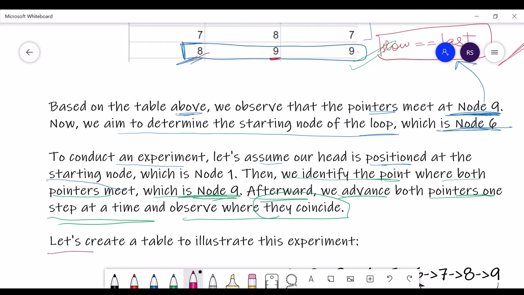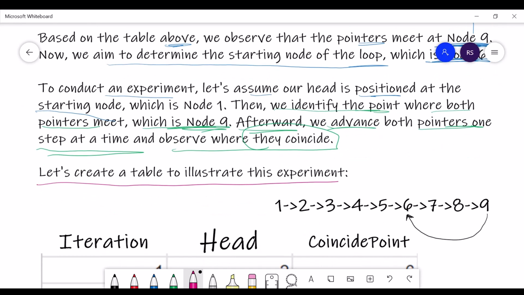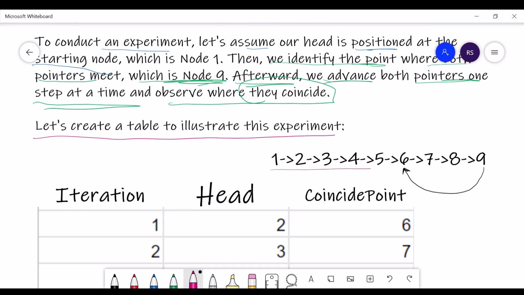Now let's create a table to illustrate this experiment. We have our linked list 1, 2, 3, 4, 5, 6, 7, 8 and 9, with 9 pointing back to 6. We have two pointers: our head pointer, which is initially pointing at the start of the list, node 1, and another pointer, the coincide point, which is pointing at node 9. We have just seen that, and both are advancing one step at a time.